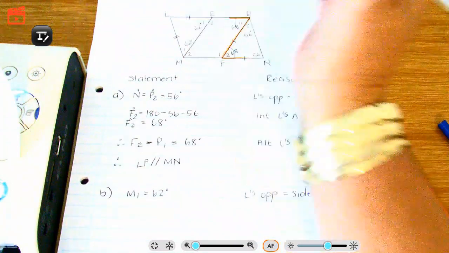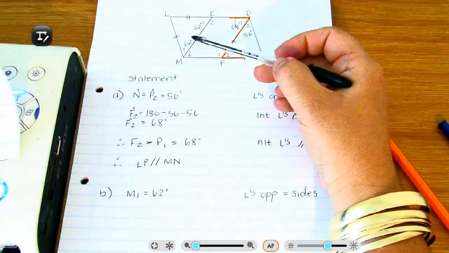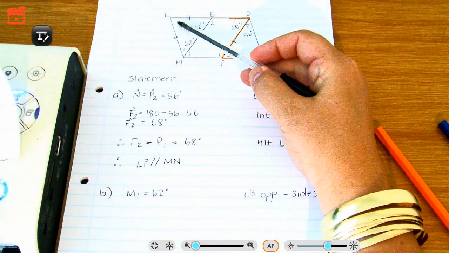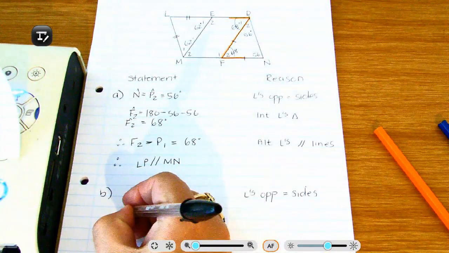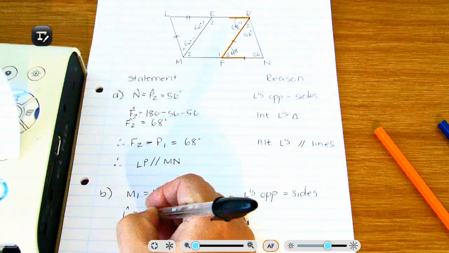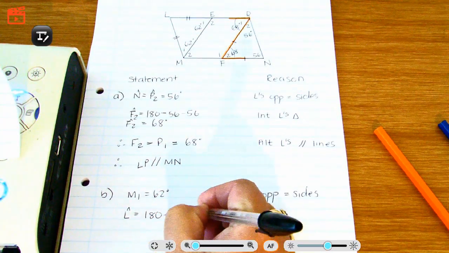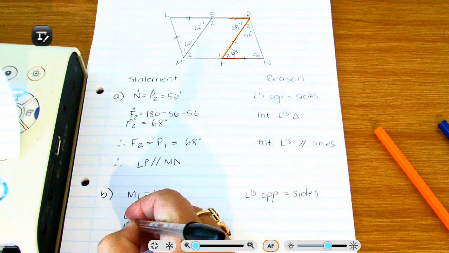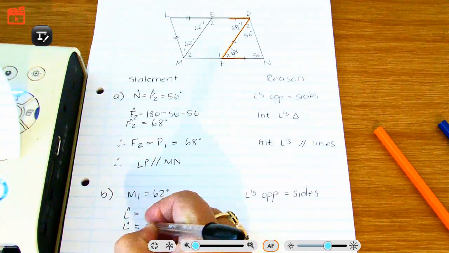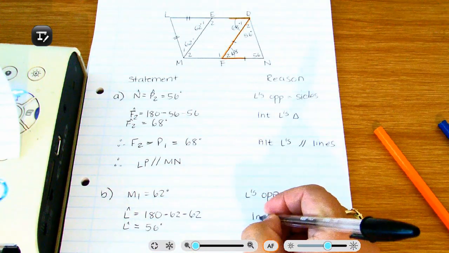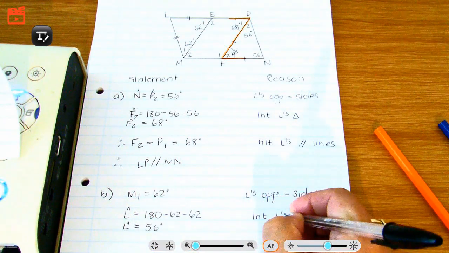And because of the two angles that are given, we can work out the third, interior angles of a triangle. So what you're going to do is you're going to say that angle L is equal to 180 minus 62 minus 62. So we get angle L is equal to 56 degrees. And your reason, interior angles of a triangle.